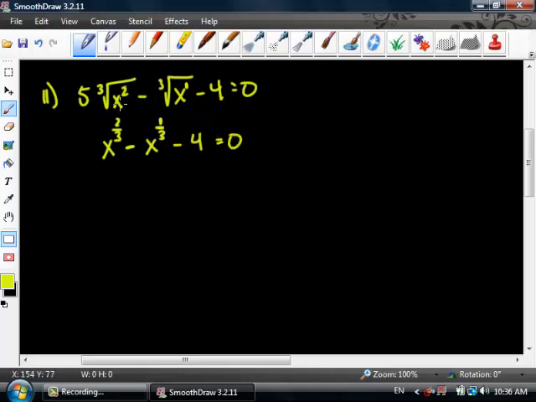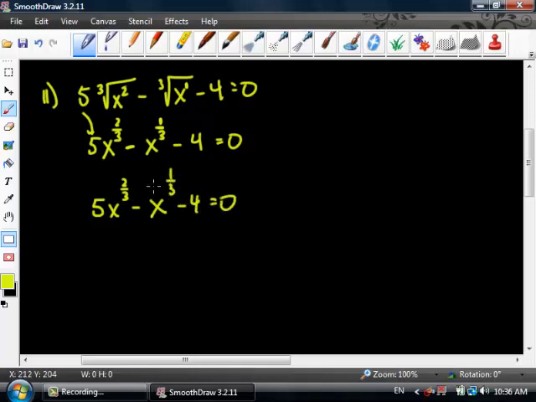Now, don't forget about this 5. This 5 has to travel down, and now you have this. So let me go ahead and rewrite this, that way it's a little bigger for you guys. 5x to the 2/3. I don't think that's much better, but that's okay. Minus x to the 1/3 minus 4 equals 0.